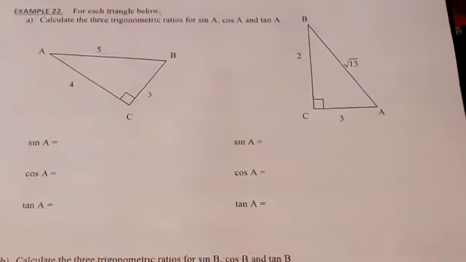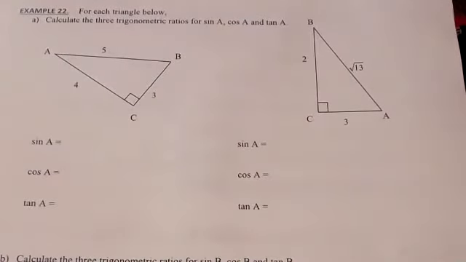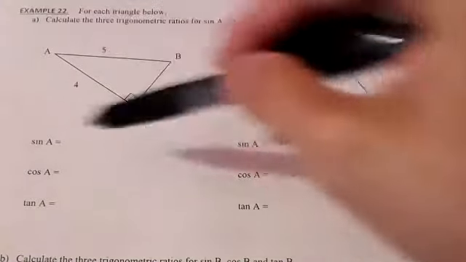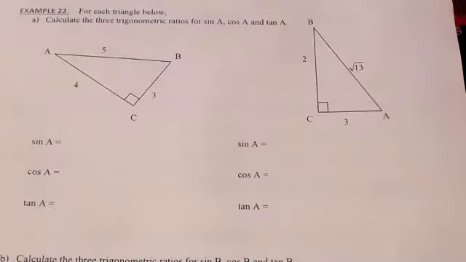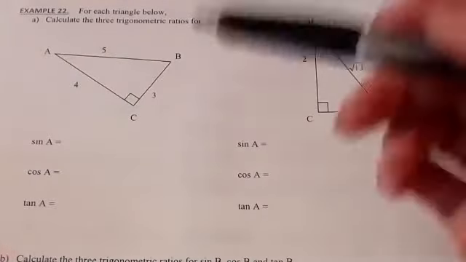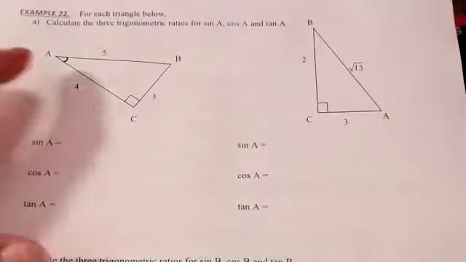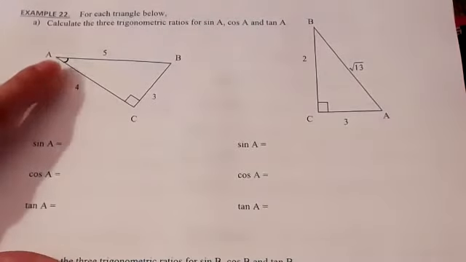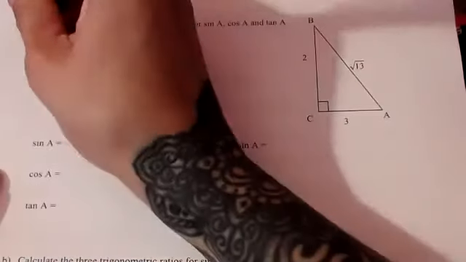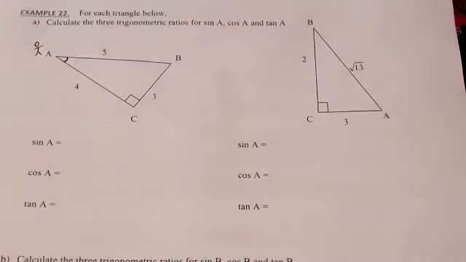All right, so let's start by calculating the three trigonometric ratios for each of these. So let's look at our triangle, this first one. Notice the orientation. Notice that I want to find sine of A, cosine of A, tangent of A. So let's go ahead and draw this little angle arc here, just to identify where I am. You could also draw your little stick figure if you'd like. It doesn't matter. These are your notes. You do whatever your heart desires.